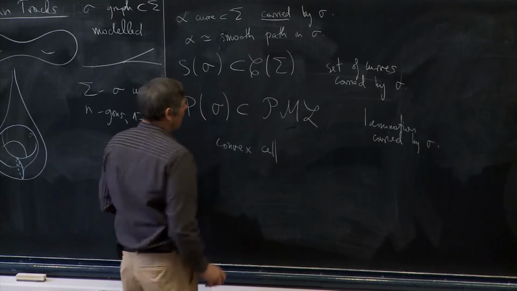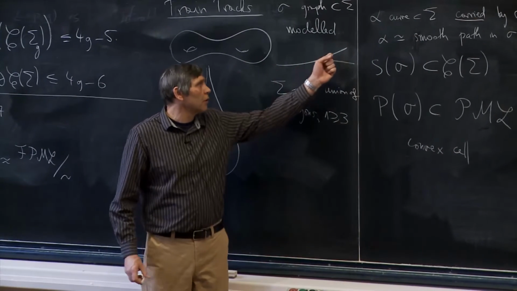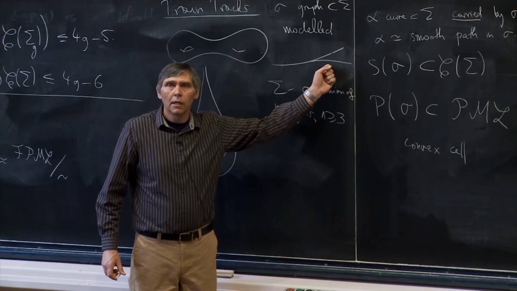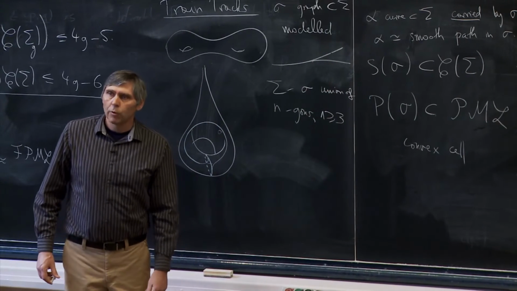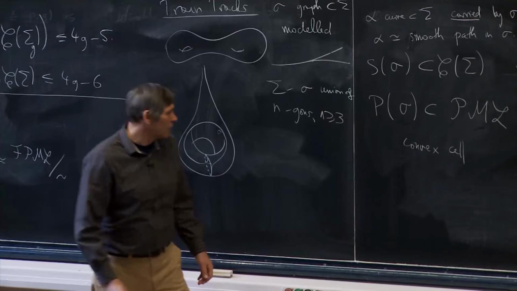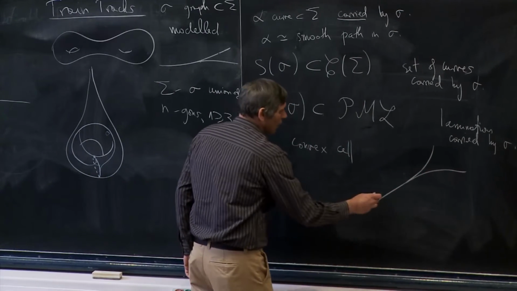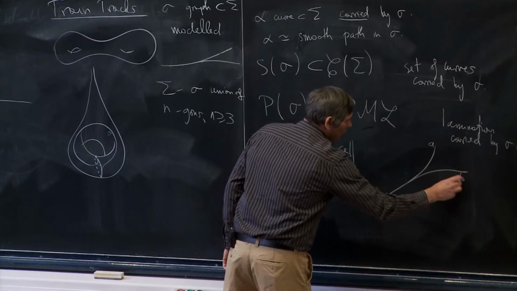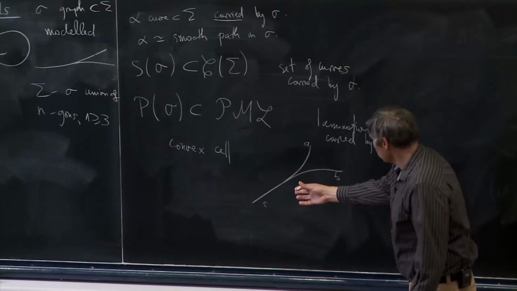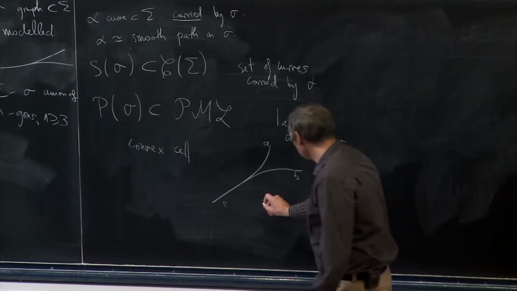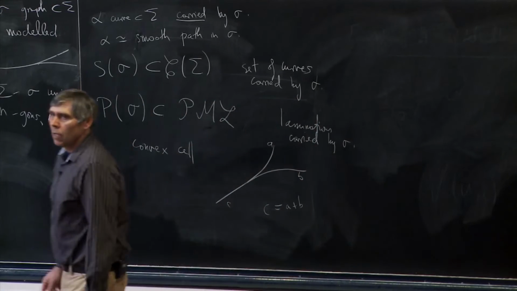If you have a curve carried by a train track, you can count how many times it crosses each edge here. And you're going to end up with a collection of numbers called weights. And these weights will satisfy switch equations. Here's a little local picture. If you have weight A, weight B, and weight C, then these numbers satisfy the switch equation, namely C is equal to A plus B. And also A, B, and C are non-negative.